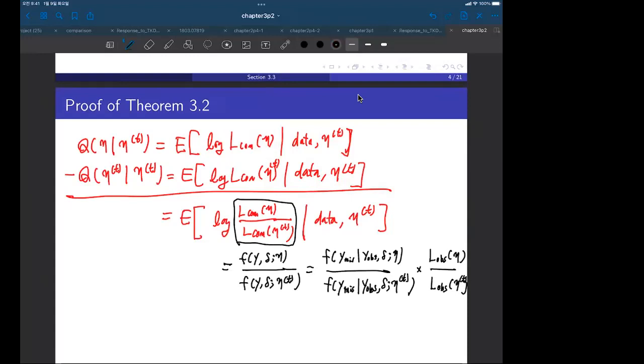From the second line to the third, it's just a difference. I see, I should make it clear: Q(eta | eta_t) minus Q(eta_t | eta_t).